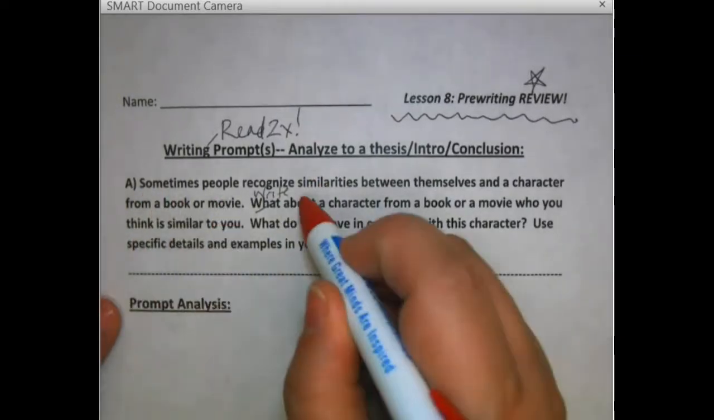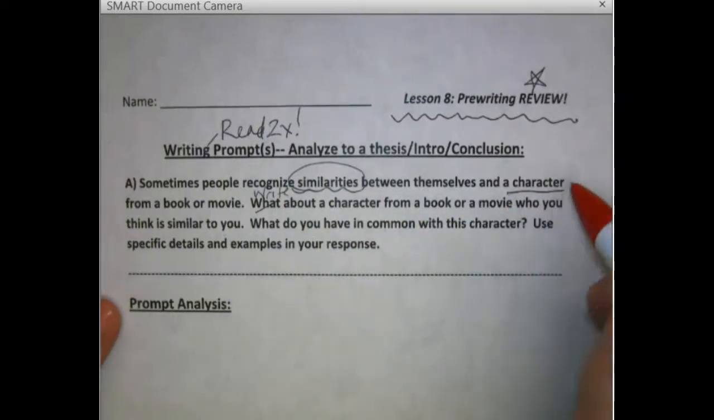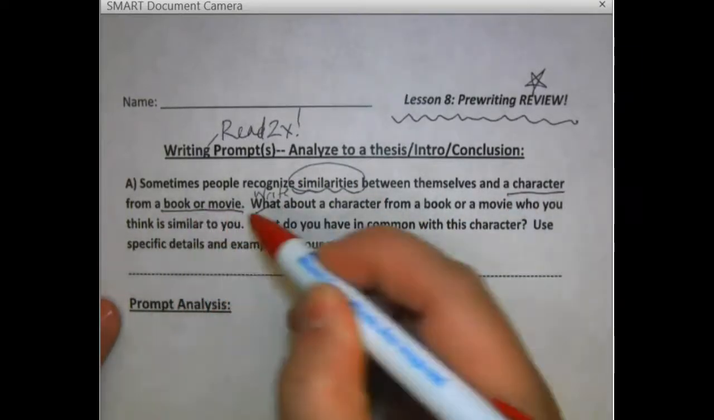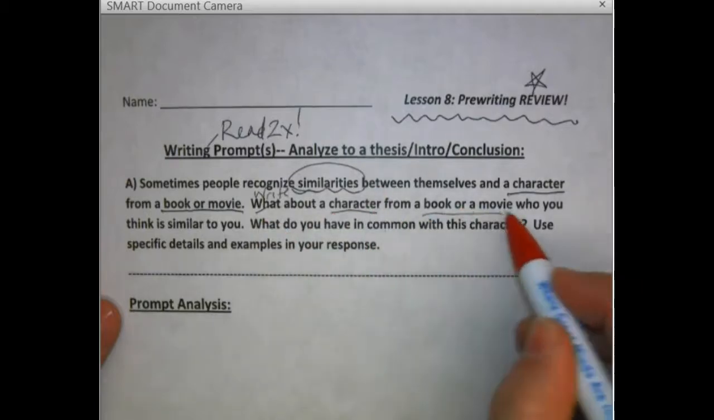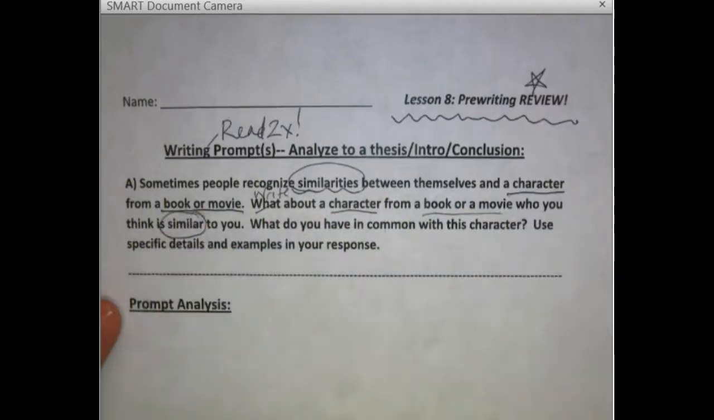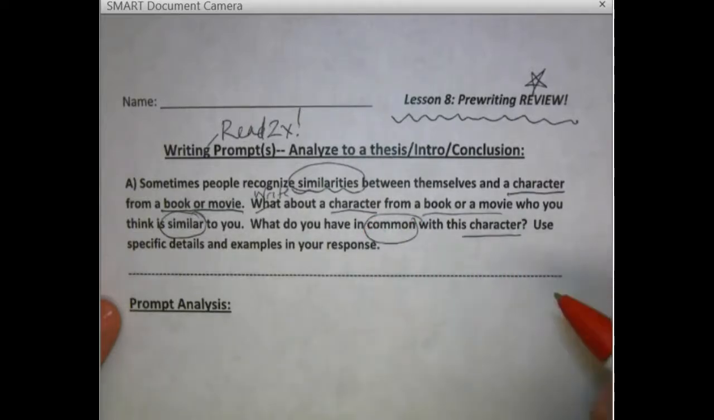Sometimes people recognize similarities between themselves and a character from a book or movie. Write about a character from a book or movie who you think is similar to you. What do you have in common with this character? Use specific details and examples in your response.